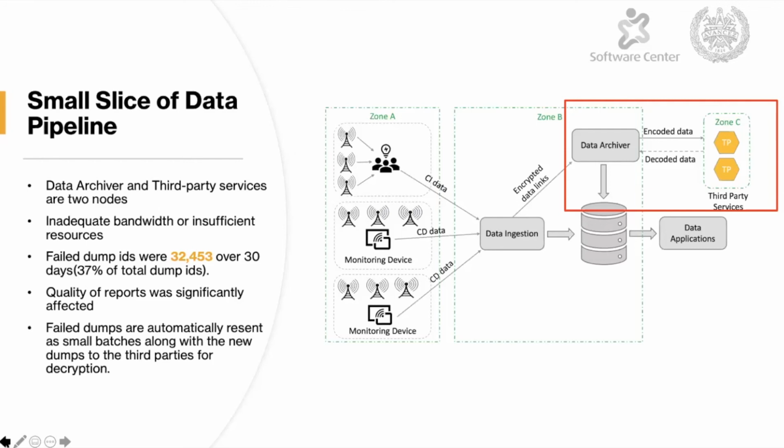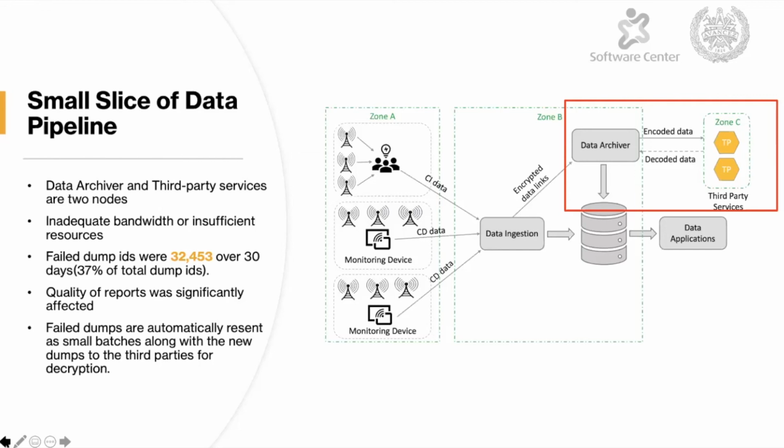And after implementing the fault detection mechanism in between these two nodes, we found that there were failed dump IDs of 32,453 over 30 days, which constituted 37% of the total dump IDs. So the quality of reports was significantly affected. And we employed a mitigation strategy where failed dumps are automatically resent as small batches along with the new dumps to the third-party services.